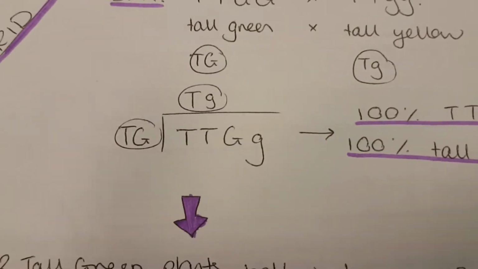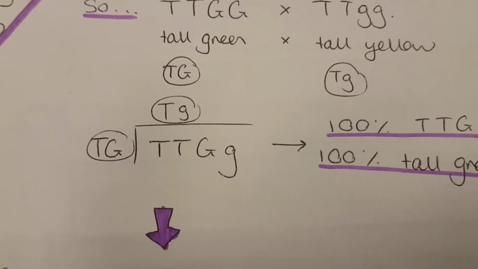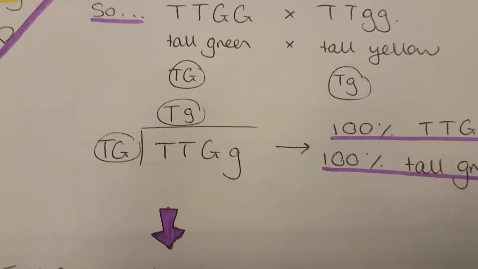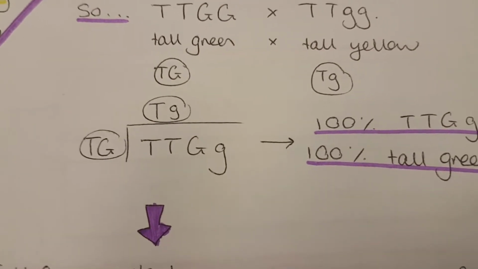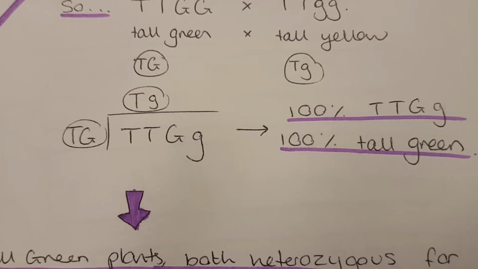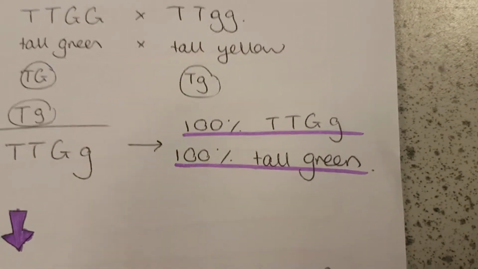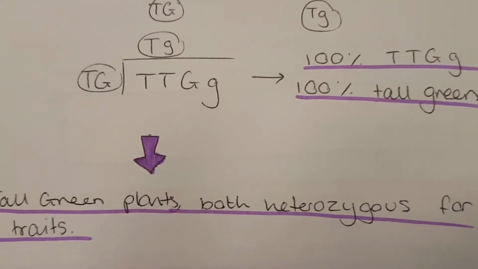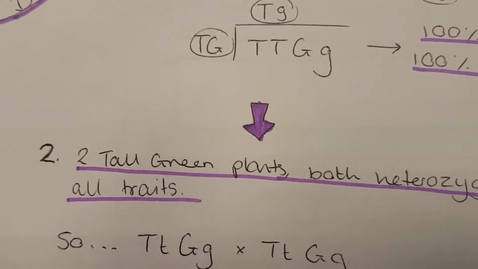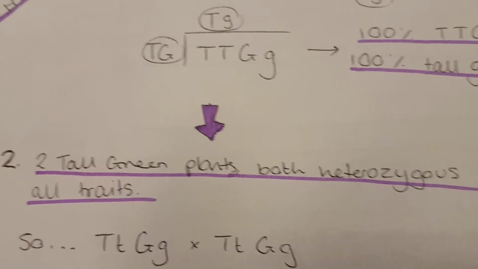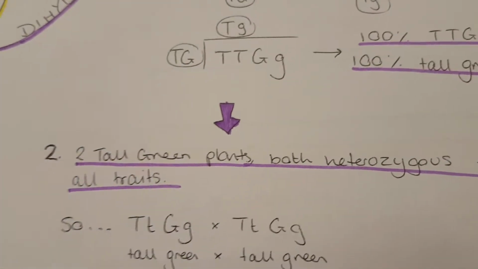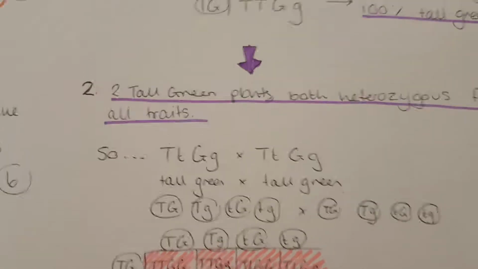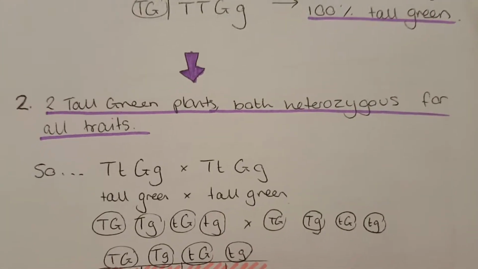Then we do our cross. So yeah, this is just me realising I always do 2 by 2 crosses. I've decided to do 1 by 1 here, because there's only one possible outcome. They're all going to be big T, big G, little g, 100% tall green. Okay. Now let's do a very, very similar cross using the same rules, the same kinds of plants, but this time they're going to be tall green and both heterozygous for all traits.